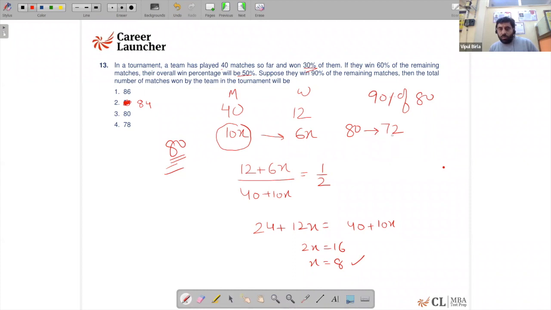So now they have won 72, earlier they have won 12. So therefore, 12 + 72, that is equal to 84, is the answer to this question, which is option number 2. That is my answer. So quite straightforward, and this is how we need to process to get the answer.